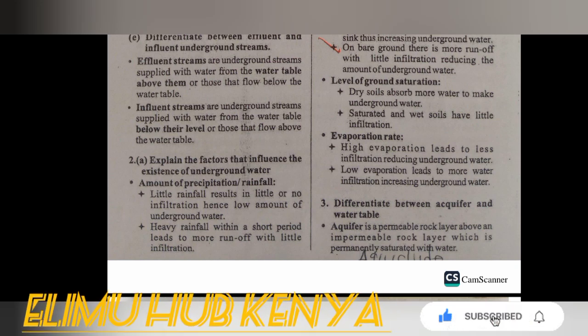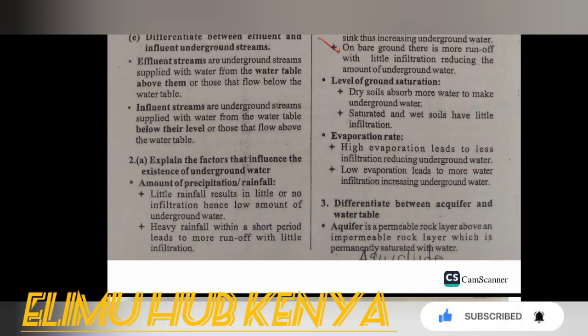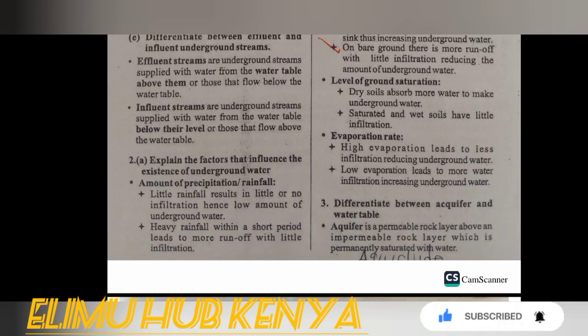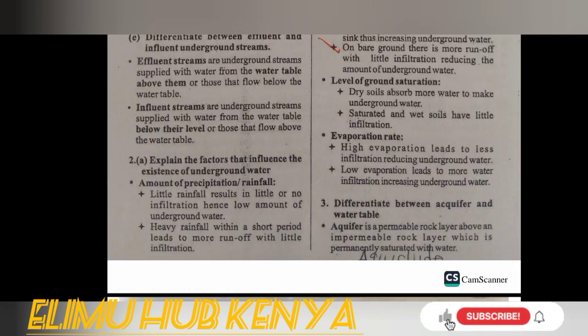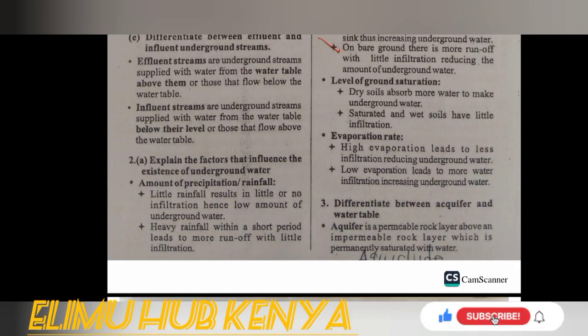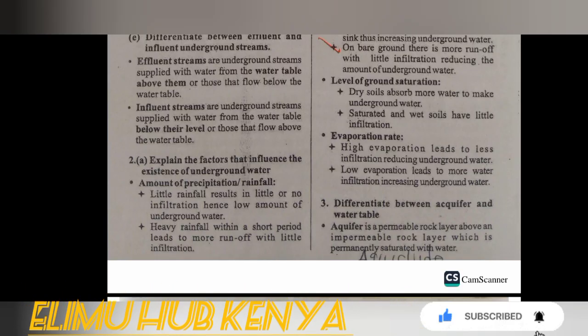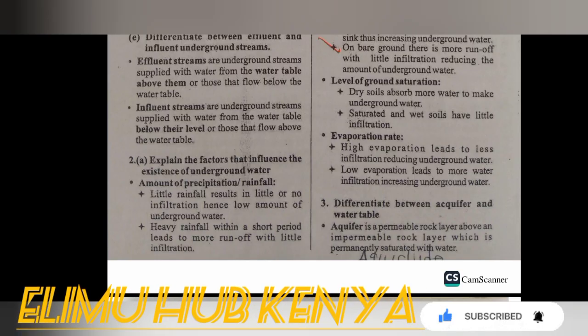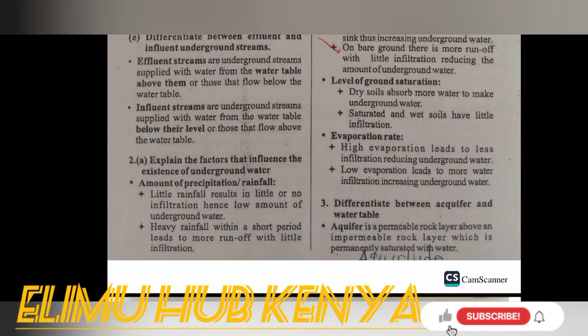So much of the underground water normally originates from the surface of the earth, and the occurrence of the underground water, it's important to note, depends on factors that influence the rate of infiltration. So these are the factors that you want to look at. Now, the first factor is the amount and nature of precipitation, or rainfall.